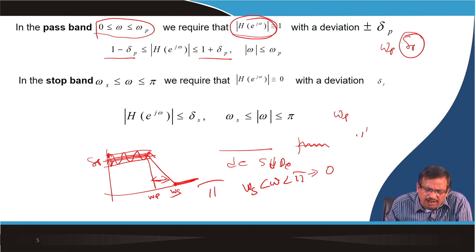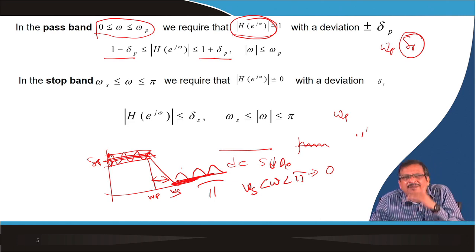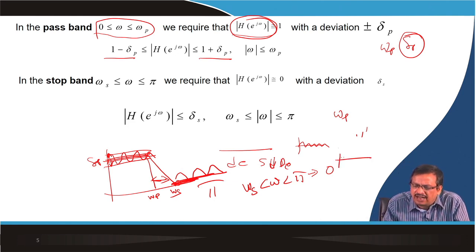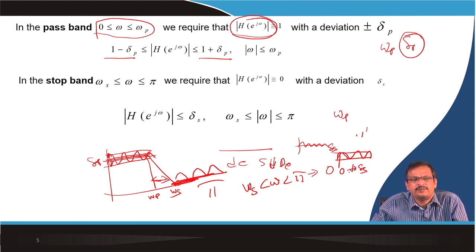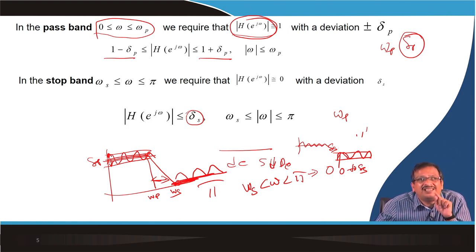So in the stop band, what I want is 0. But instead of 0, there will be some variation. This variation is not on both sides, because the minimum is 0. So I can get a sine kind of variation whose minimum is 0. If the peak is del s, it varies from 0 to del s. So the maximum value is del s and the minimum value is 0. This del s is called the stop band ripple.